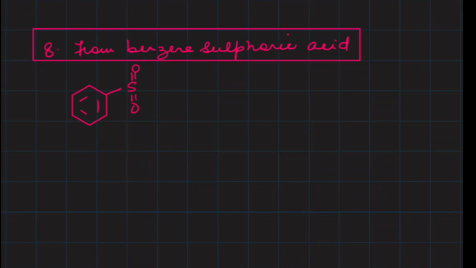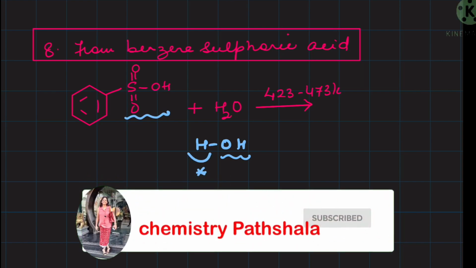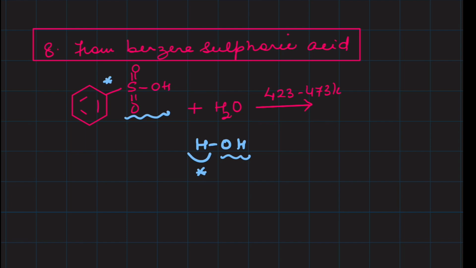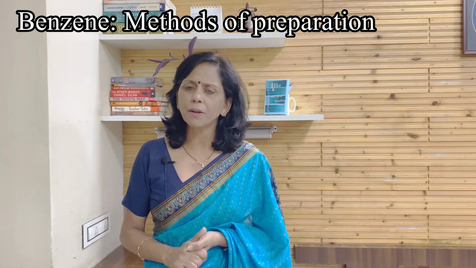This is benzene sulfonic acid. When you hydrolyze it with steam at very high temperature, something around 423 to 473 Kelvin, this HOH, the OH part goes to the sulfonic part, and the hydrogen goes to the benzene ring, and what you get is benzene plus sulfuric acid. So guys, that was all about methods of preparation of benzene.